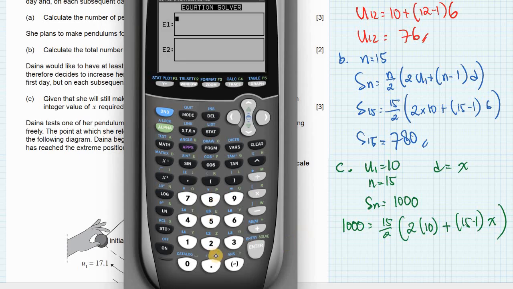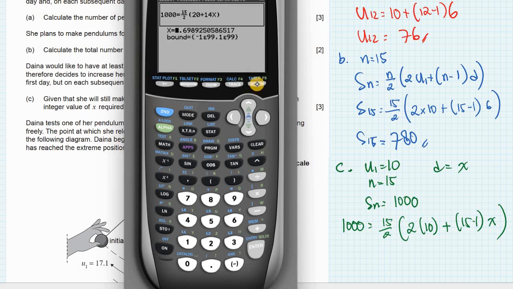So e1 is the left side, which is 1000. I don't like this way, but why not? For an exam situation, we would like to have the fastest way possible. So we have 15 divided by 2 times 2 times 10, which is 20, plus 14, 15 minus 1, times x. The x is just x. Close bracket, and then you press OK. Click once again. Oops, what happened? I'll quit this one. Okay, we made a mistake.